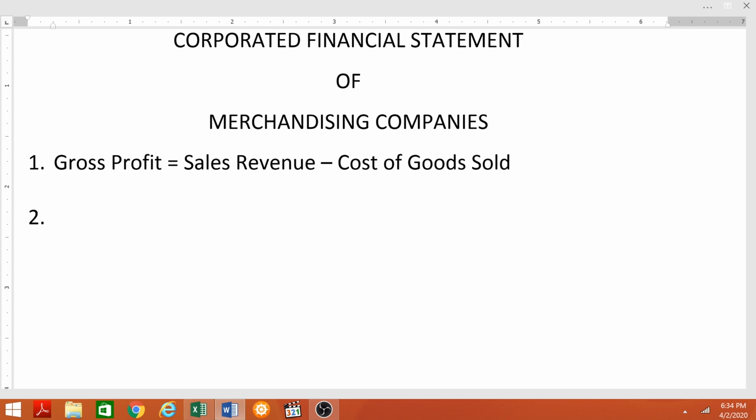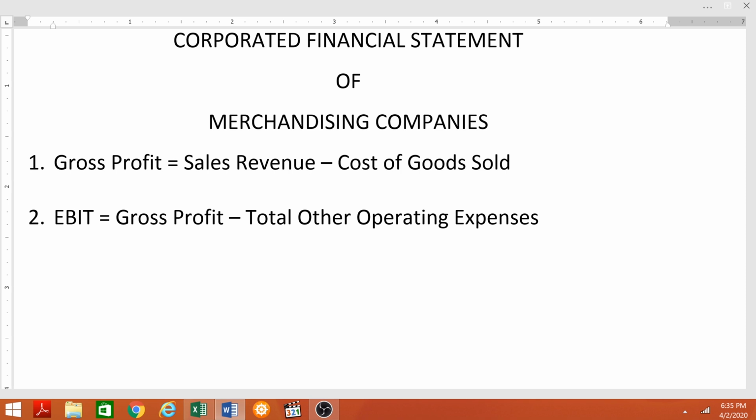after it, if I ask you to calculate, for example, earning before interest and taxes, how you calculate earning before interest and taxes? You already have calculated the amount of gross profit. You need to subtract total other operating expenses from gross profit. So you can calculate earning before interest and taxes by subtracting total other operating expenses from gross profit.